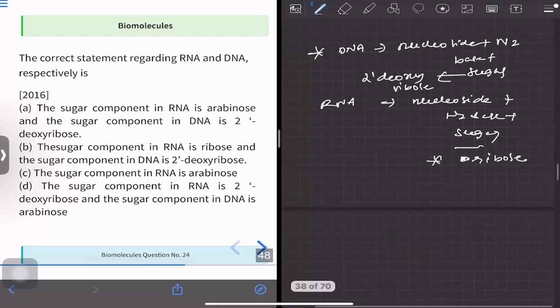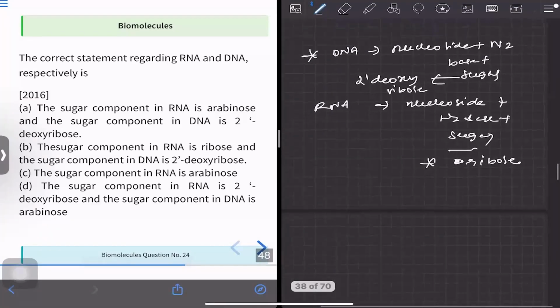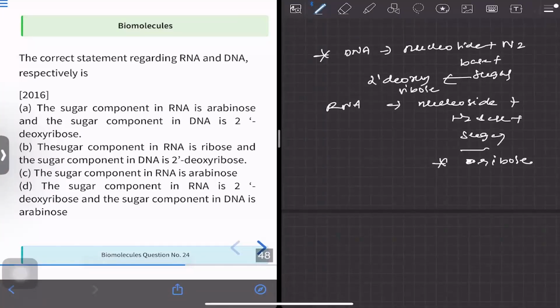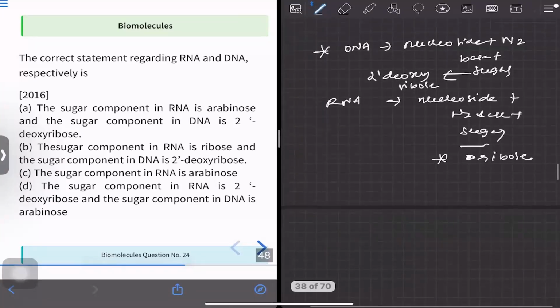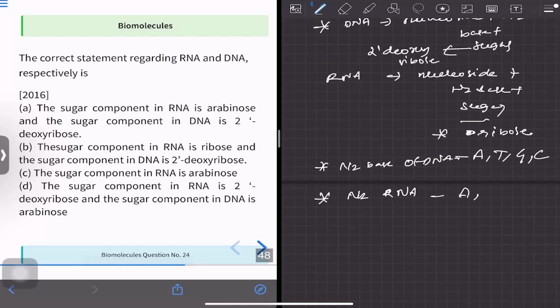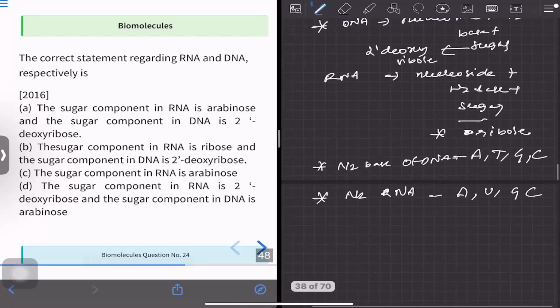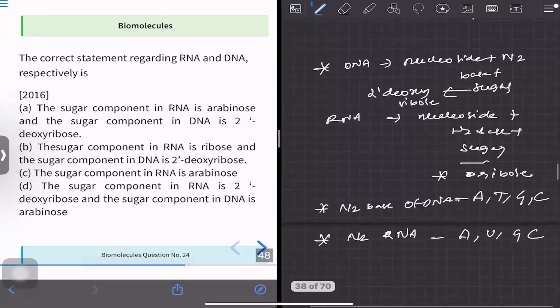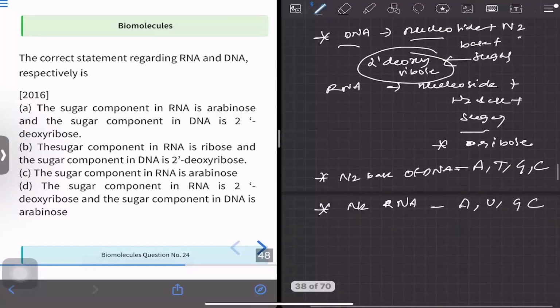So we all know that the nucleotide is made up of sugar, phosphate group, and nitrogen bases. The nitrogen bases of DNA include adenine, thymine, guanine, and cytosine. The nitrogen bases of RNA include adenine, uracil, guanine, and cytosine. DNA consists of nucleotide, nitrogen base, and sugar. The sugar of DNA is 2-deoxyribose and the sugar of RNA is ribose.